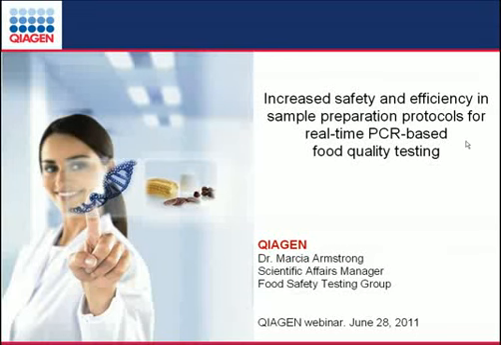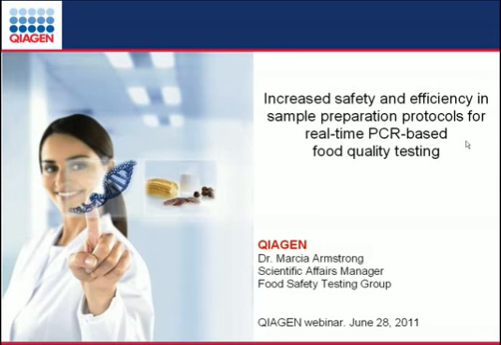Safe and efficient if the right protocols are applied. This webinar focuses on Qiagen's standardized, safe, and reliable manual and automated sample preparation protocols, which can be used for a whole range of foodstuffs, regardless of inhibitor contents.